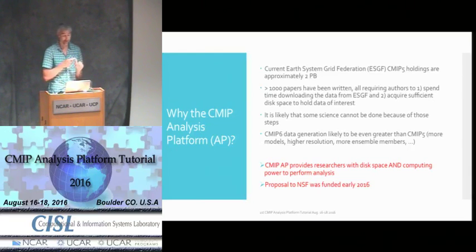It's very likely going to be higher resolution. A lot of models are thinking of running maybe twice as high resolution as last time. More ensemble members. All sorts of requests of data fields are going to be more present. So the idea that you can do the science that you want to do might become more and more difficult next time. And so some of the limitations are going to be even more present. So we think that such an analysis platform will be even more useful in CMIP6.